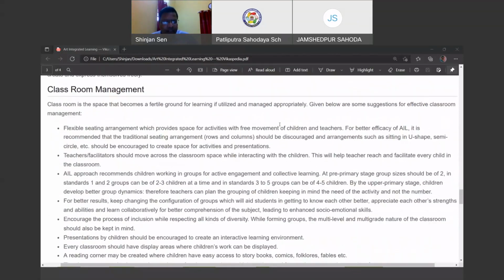And finally, we are coming to the end. Classroom management. How will we do all these things? It's so many things, a lot of discussion. But how are you going to do this? Classroom is the space that becomes a fertile ground for learning. That's of course true if utilized and managed appropriately. Just some suggestions.